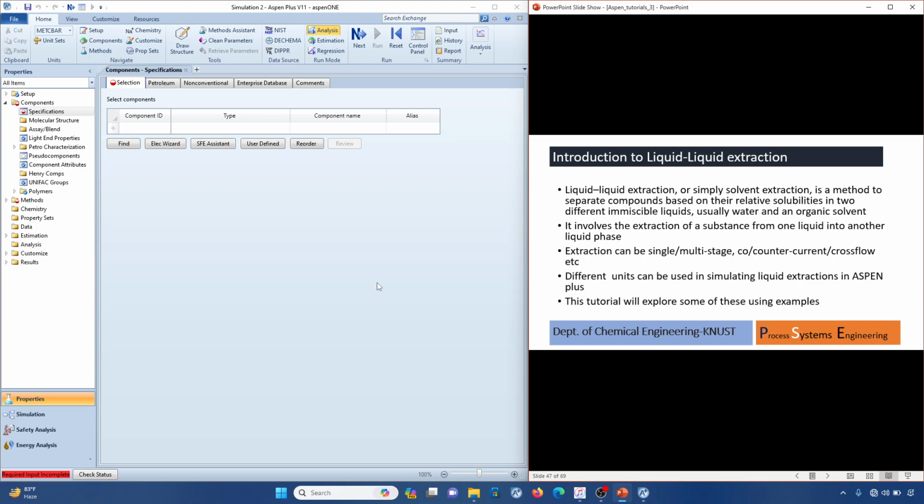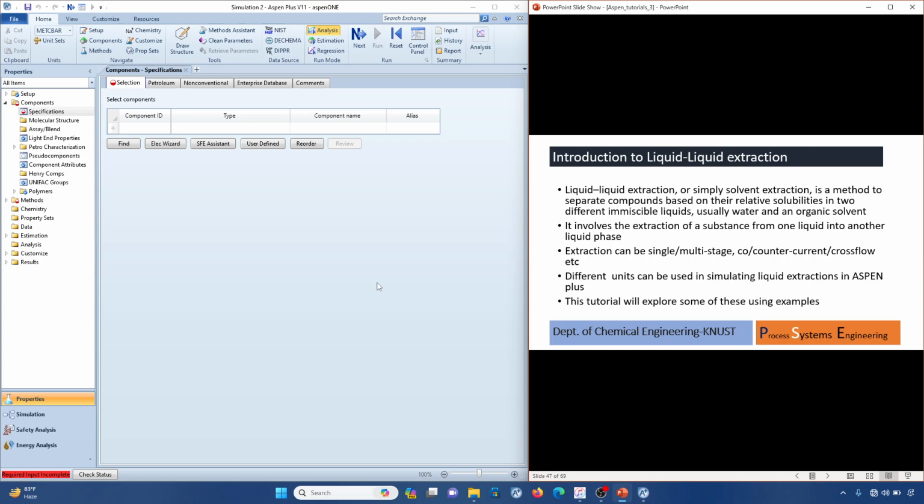This session introduces extraction and demonstrates how extraction is modeled in Aspen Plus. So extraction here refers to liquid-liquid extraction or solvent extraction, and it's a technique used to separate a liquid mixture, as the name implies, of two components or compounds, both in a liquid phase, that forms a homogeneous mixture.